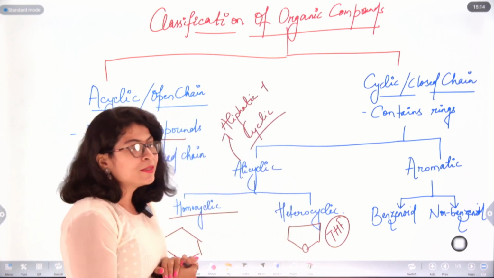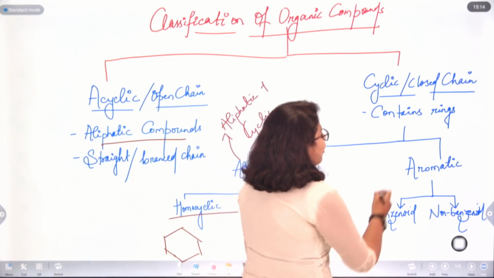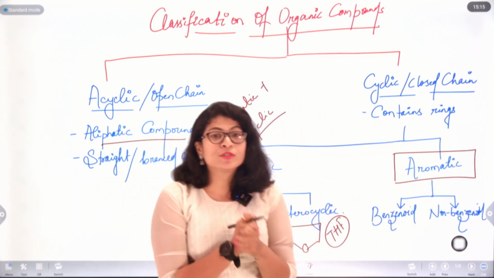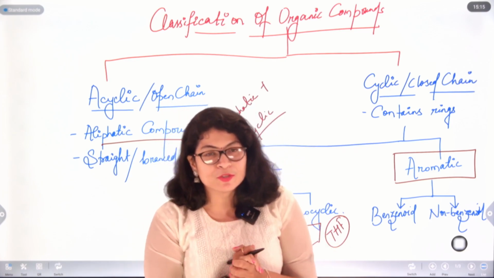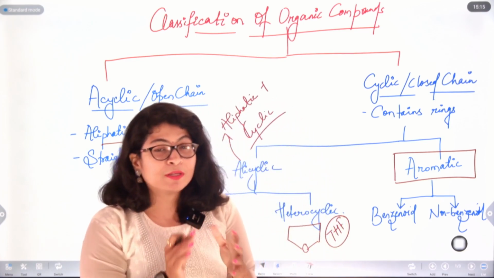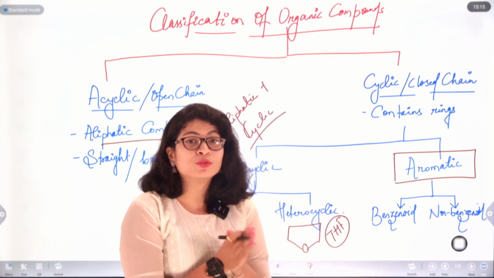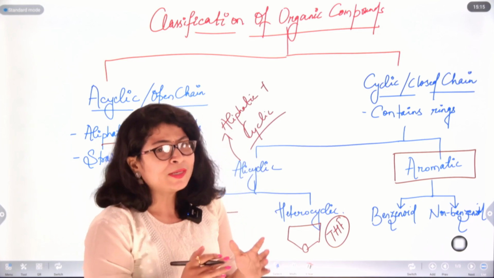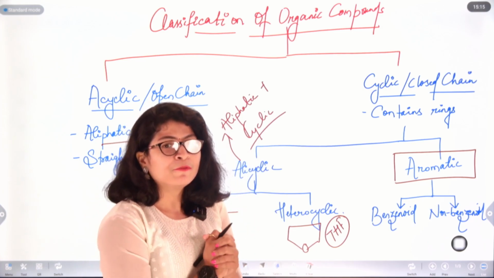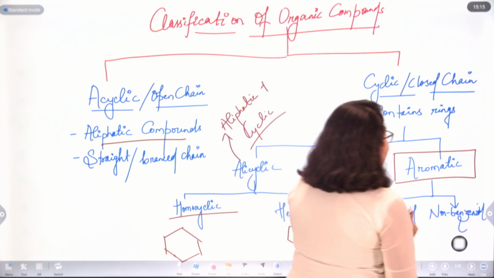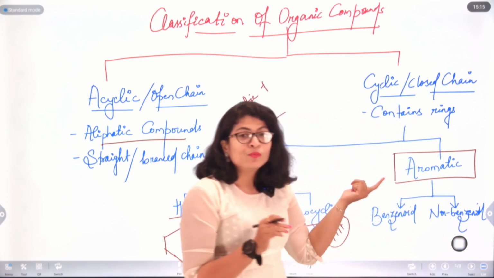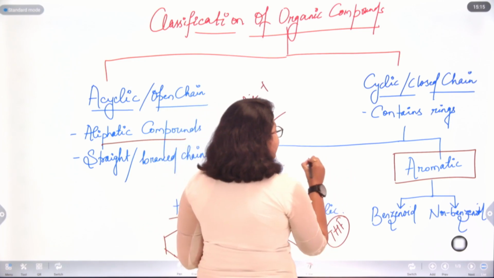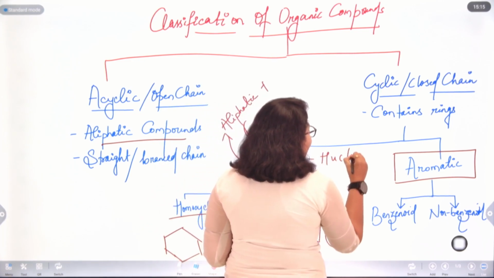Next is aromatic. Aromatic is a whole branch of organic chemistry, where you have to study various specific reactions of aromatic compounds. You have to test the aromaticity of compounds. We will deal with it in detail in further lectures, but for now remember, aromatic compounds are those cyclic compounds which satisfy certain conditions. Now what are the conditions? First, they must obey Huckel's rule.